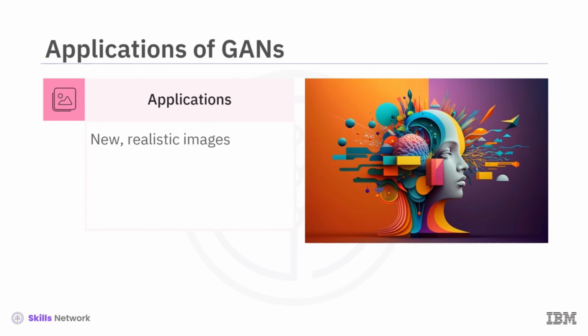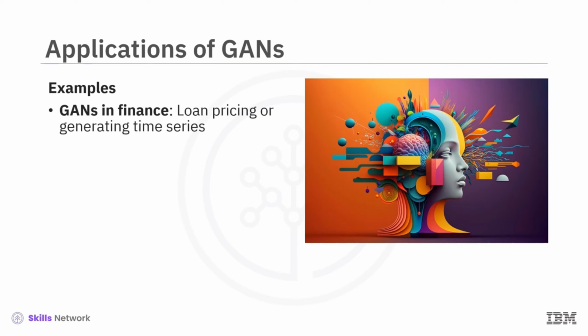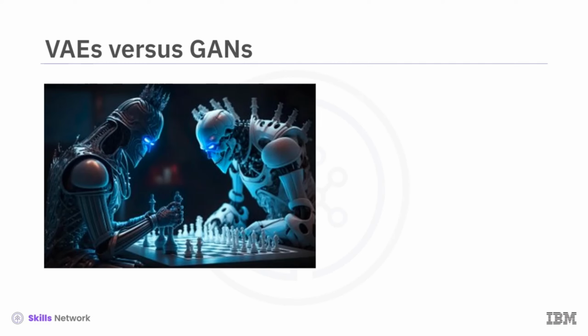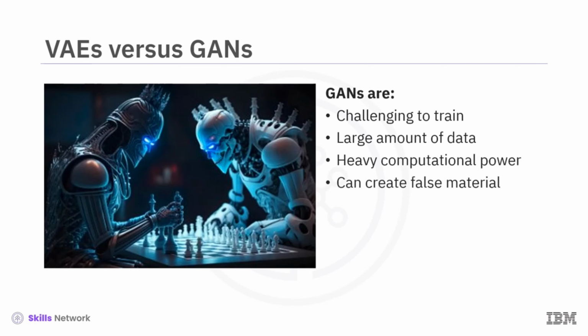GANs can generate new realistic-looking images, perform a style transfer or image-to-image translation, and even create deepfakes. The finance industry uses GANs to train models for loan pricing or generating time series. Tools such as SpaceGAN work with geospatial data, and NVIDIA's StyleGAN2 is known for creating video game characters. Unlike variational autoencoders, GANs can be challenging to train as they require a large amount of data and heavy computational power. They can potentially create false material, which is an ethical concern.